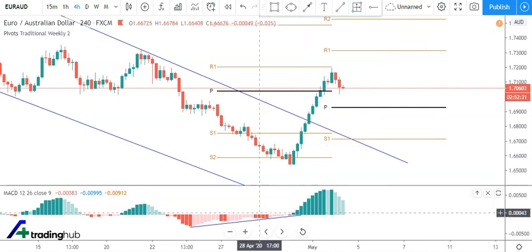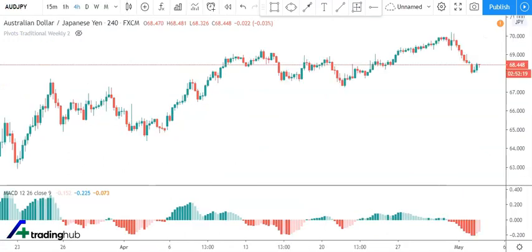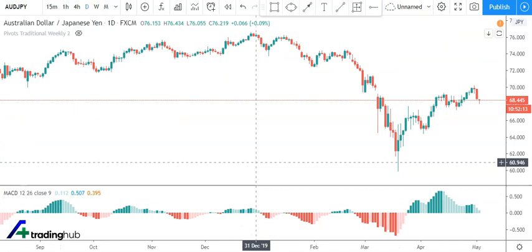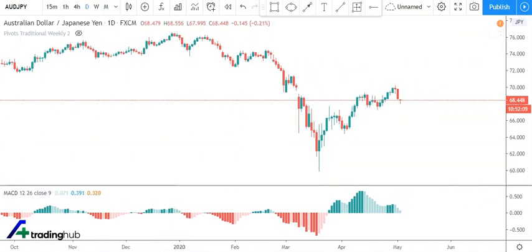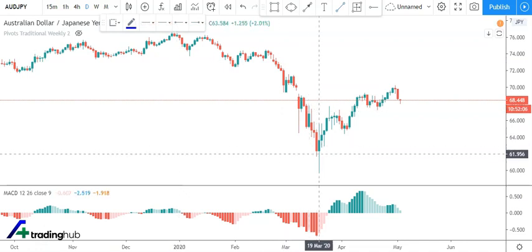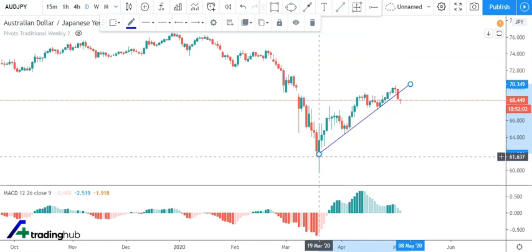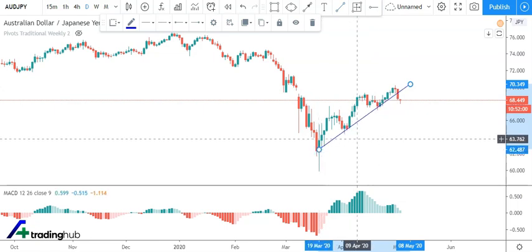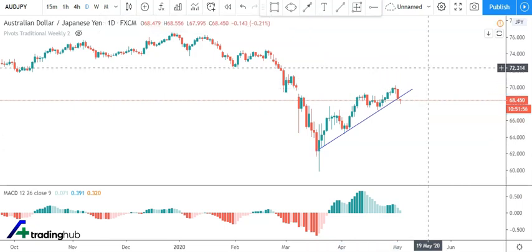This time we are going to use AUDJPY. So we start from the daily. Okay, this is what is happening on this chart, and I'm already seeing a divergence here. If you look at this from here, price is doing what? Price is trending up. Price is moving up. This is it here. Price is pushing up.